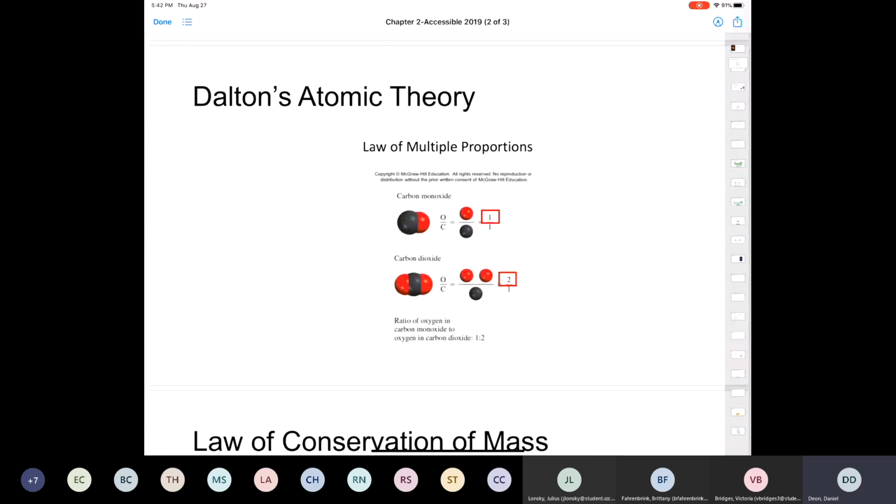You see I have two compounds, and the law of multiple proportions, and the definition is found in your textbook. I'll just tell you what it is. It's that if two elements can combine to form more than one compound, so different compounds, the masses of one element that combine with a fixed mass of the other element are in ratios of small whole numbers. So we see that manifested in this example right here on this slide.